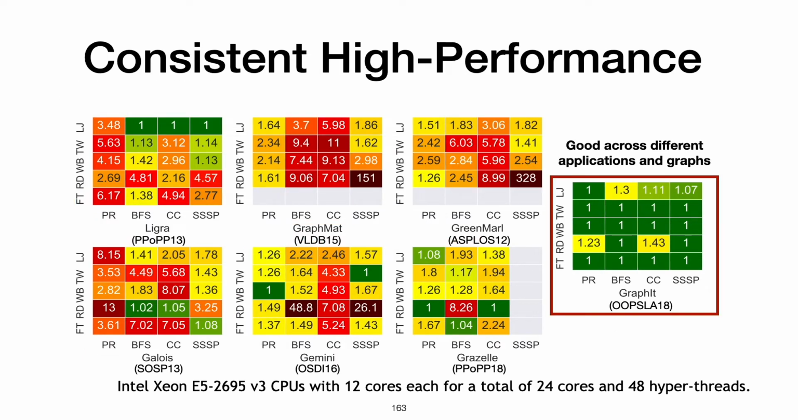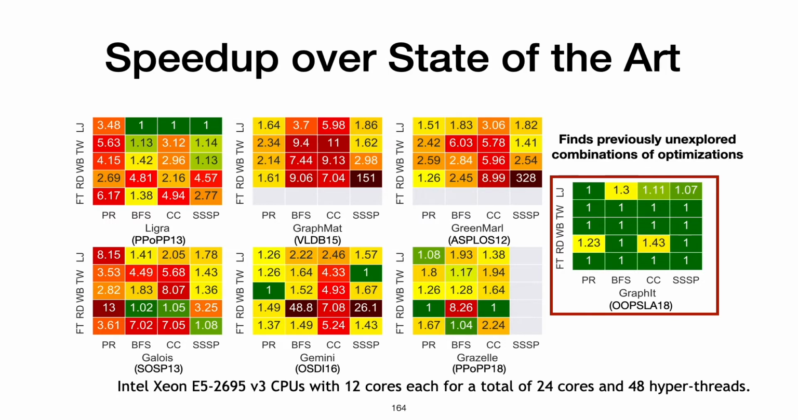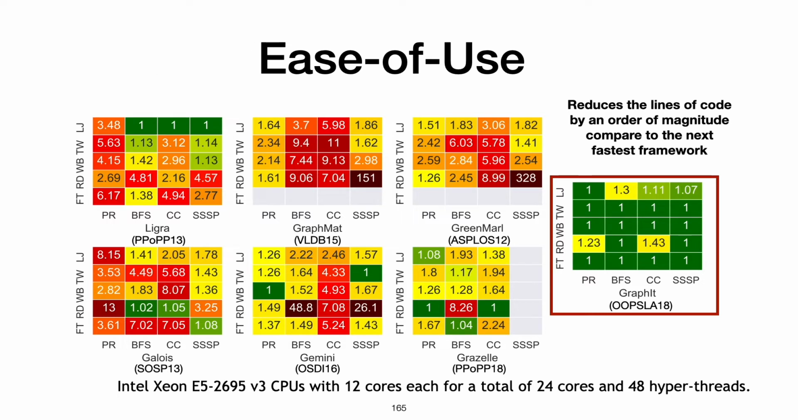On the other hand, if you look at GraphIt, it does pretty well across the board, because we have the ability to run many different optimization combinations and find the right optimization for the right application and right graph, and get really good performance. And also, if you look at lines of code, which I'm not showing here, this is much less code than many other systems.